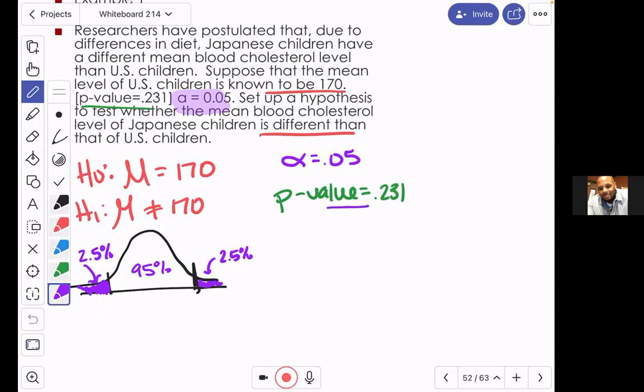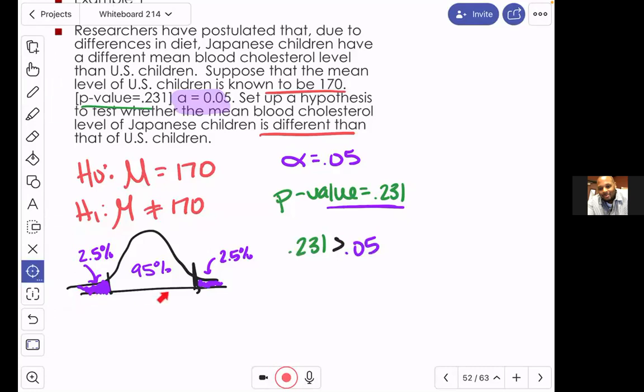Look at my p-value. My p-value, the probability associated with it, is equal to 0.231, right? Well, that's clearly a lot more than this 2.5 and this 2.5 put together. So because it's more, here's what we say. The p-value, 0.231, is greater than 0.05. And because it's greater than 0.05, it's not going to fall in the rejection region. It's actually going to fall into the safe region.